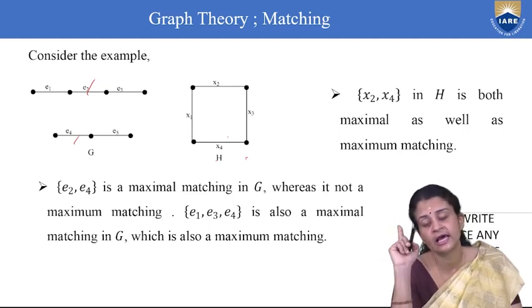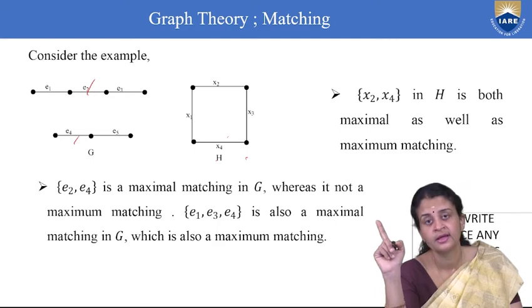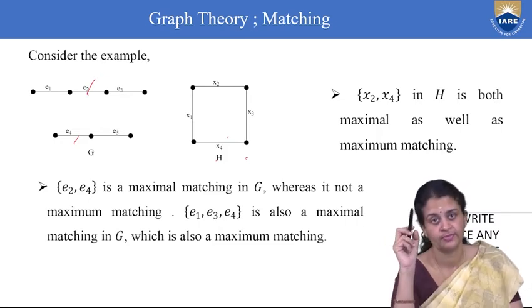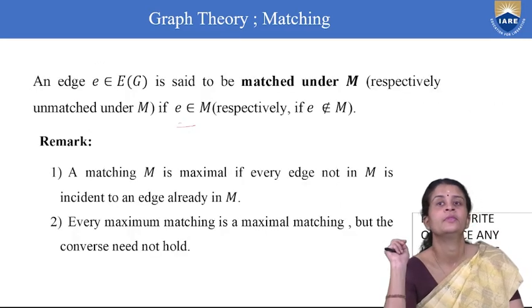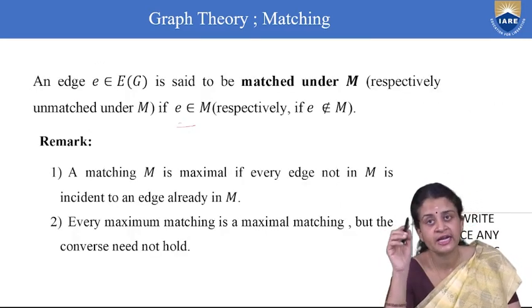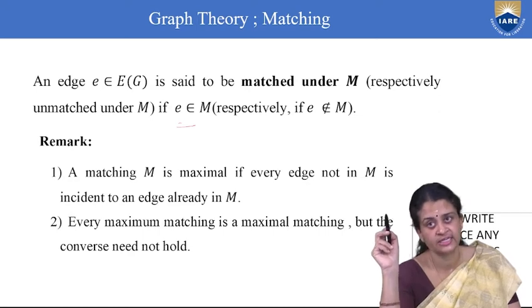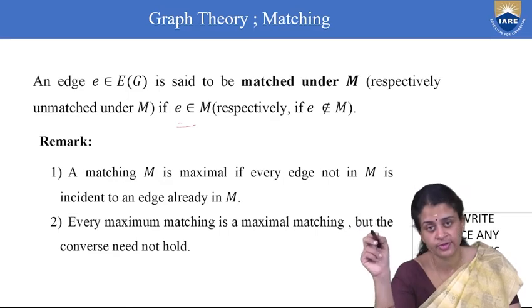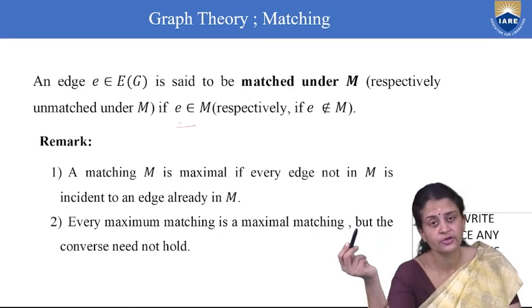Because we are always saying that M is a subset of the edge set of G. So this M means E2, E4. If you take E1, E3 and E5 as M, then E2 and E4 are unmatched under that M. Then an edge e of E(G) is said to be matched or unmatched: if e is an element of M, it is said to be matched under M; if it's not an element of M, it is said to be unmatched.